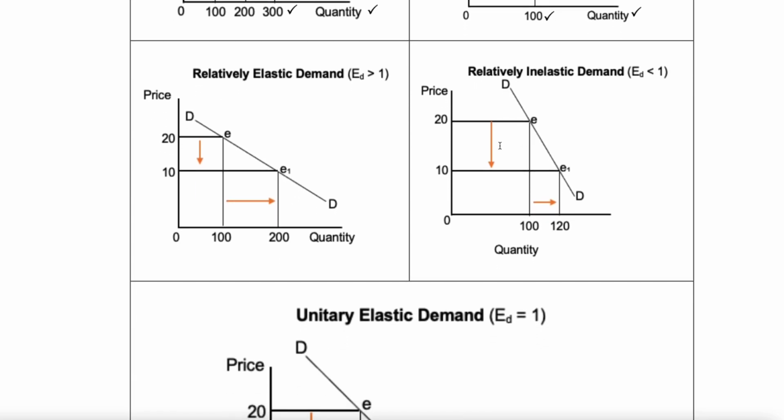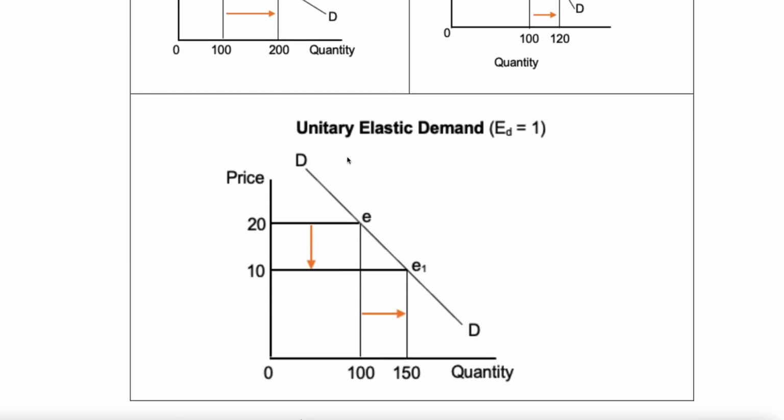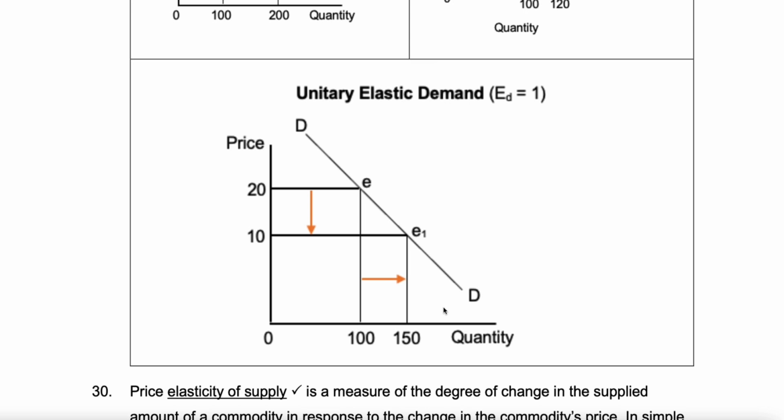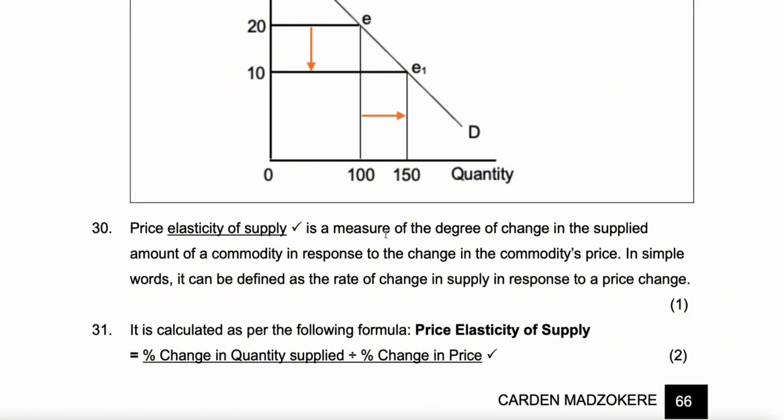When price elasticity of demand is greater than 1, something like 2, 3, 4, then it is said to be relatively elastic. When price elasticity of demand is less than 1, like 0.1, 0.2, 0.3, it's said to be inelastic. Then when price elasticity of demand is equal to 1, meaning the change in price is the same as the change in quantity demanded, it's said to be unitary elastic. So that brought us to the end of price elasticity of demand.